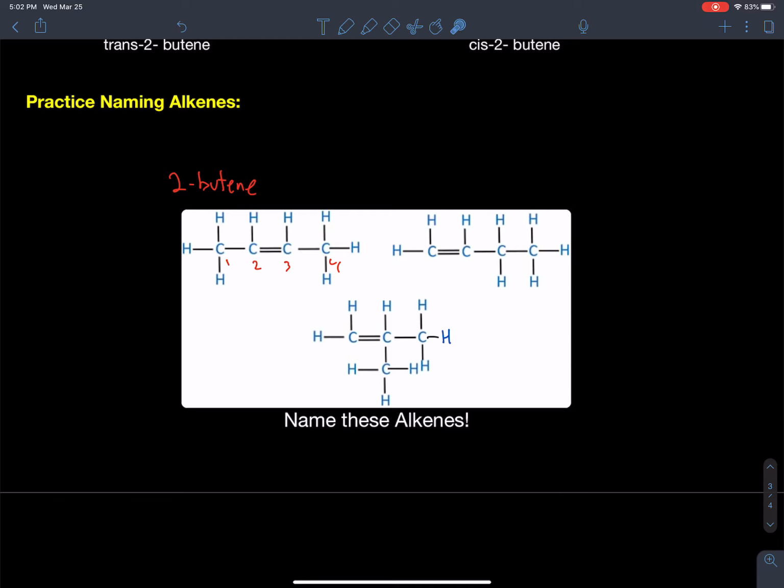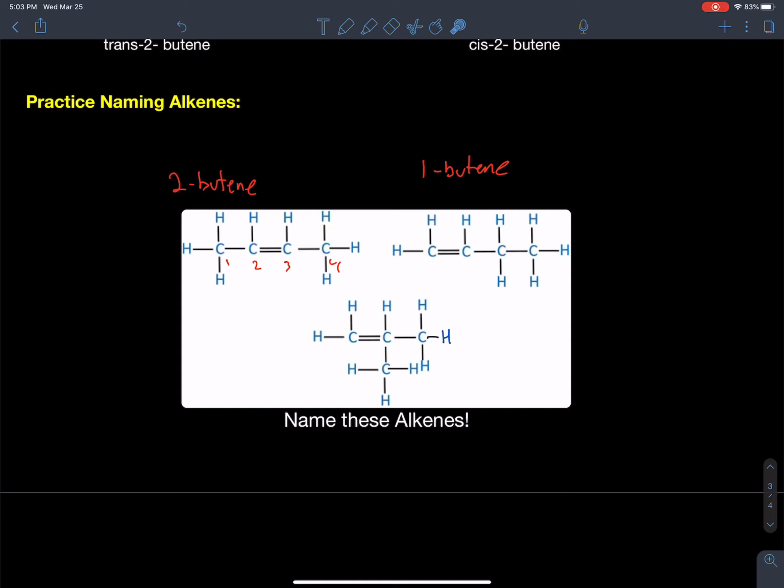Now the next structure on the right over here, let's see how we can name that. Well, we've already done this. This is 1-butene. It was just above. That's kind of lame, but it doesn't matter. It's good practice for us. And then if I take a look over here, I have another 4 carbon atoms, but they're arranged differently.